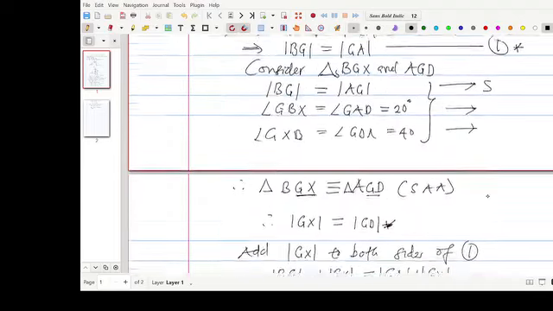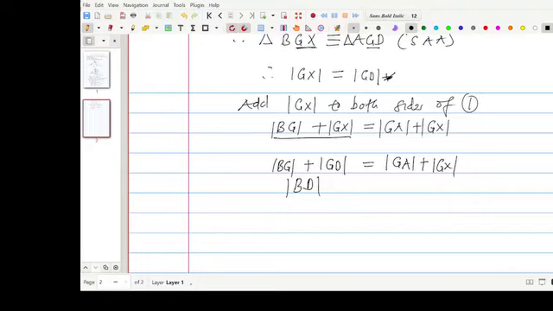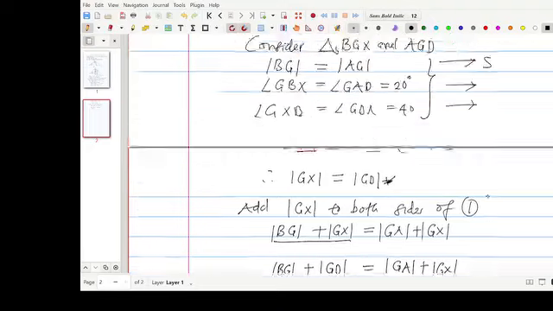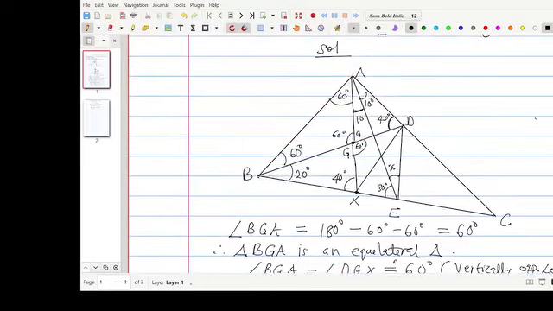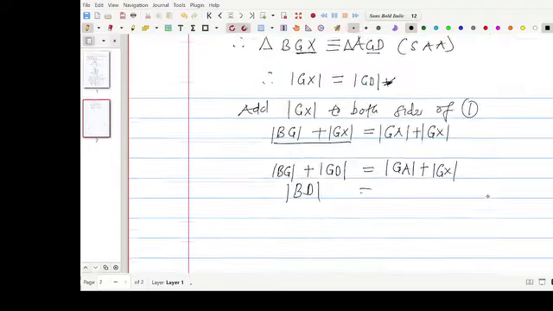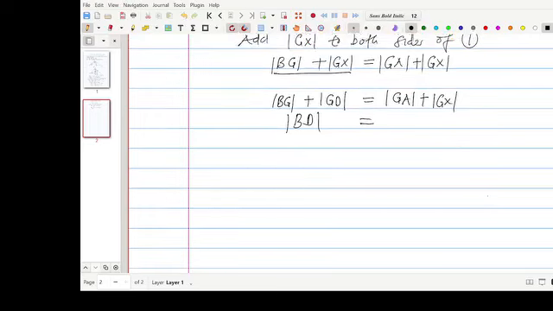Now we'll go to the right hand side of the expression. Where is the right hand side? GA plus GX. Let's locate it in the diagram. GA, yes, this GA. GA plus GX gives us the entire length AX, all right? So I can come here and write AX. So we've established that this side BD is equal to this side AX.